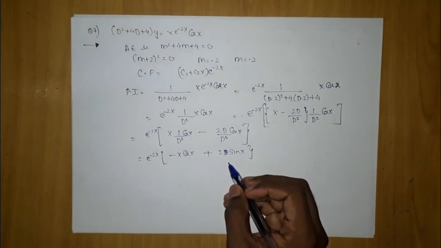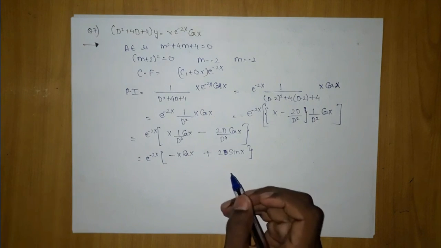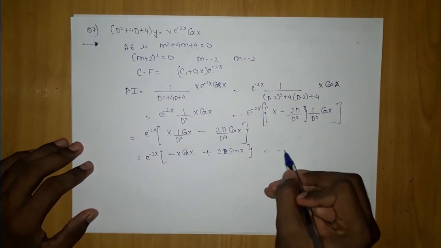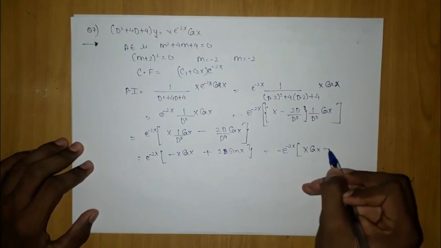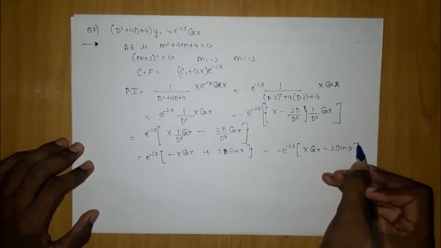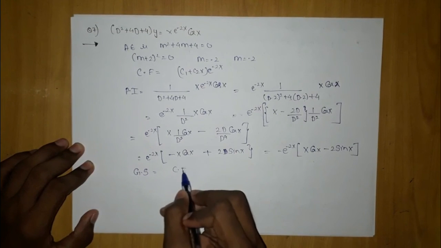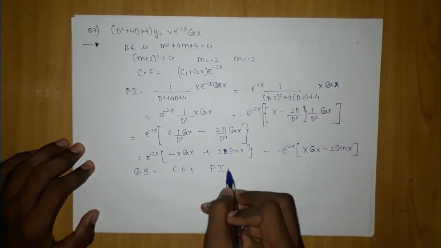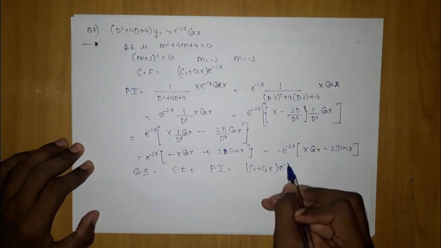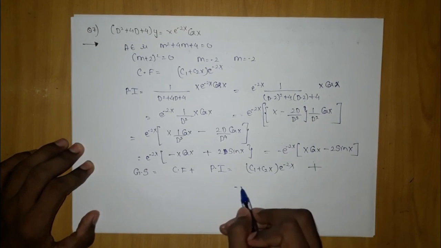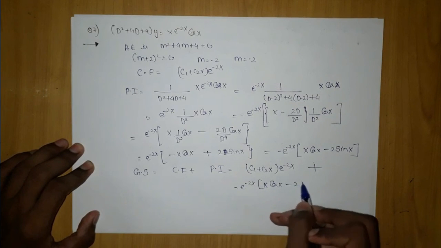After this, we will take the minus sign outside. If I take the minus sign outside, I am left with x cos x - 2 sin x as our particular integral. Now the general solution is a combination of complementary function plus particular integral, which is nothing but (c1 + c2 x) e^(-2x) plus -e^(-2x) (x cos x - 2 sin x).